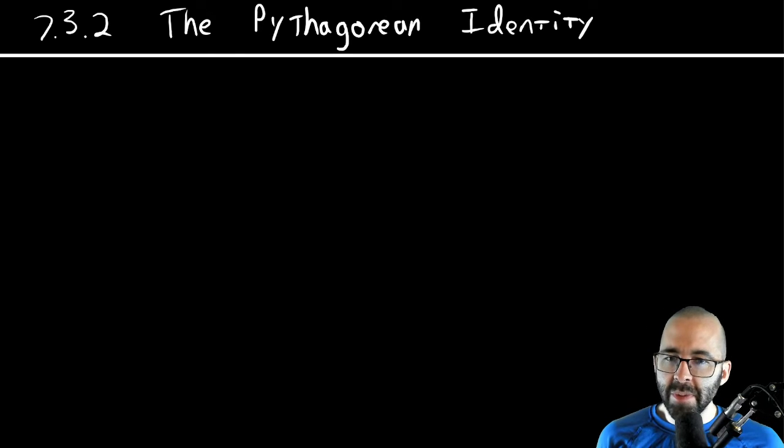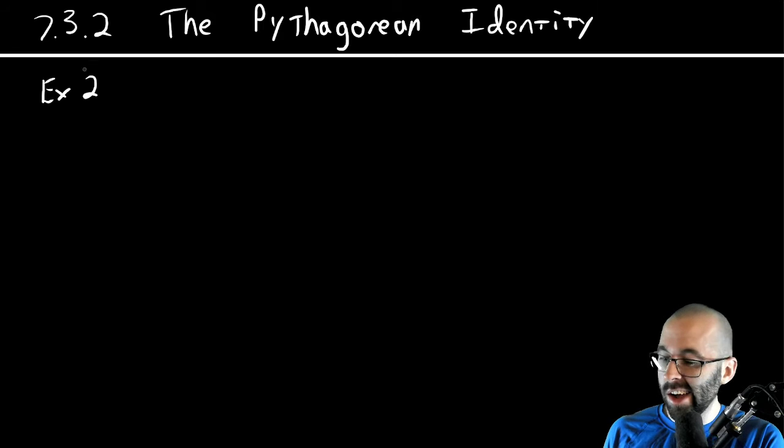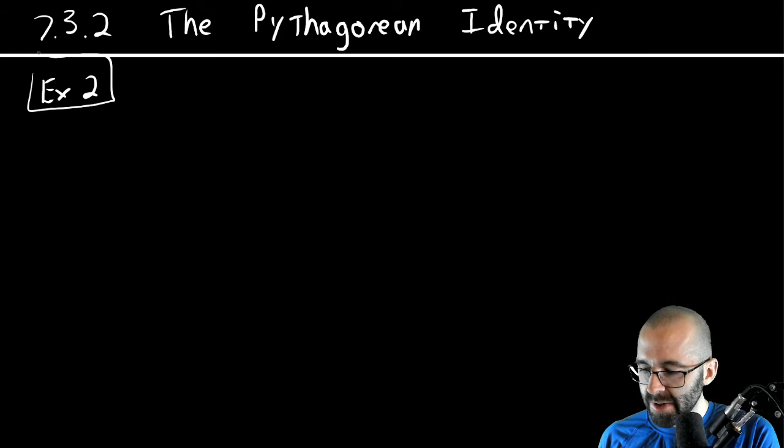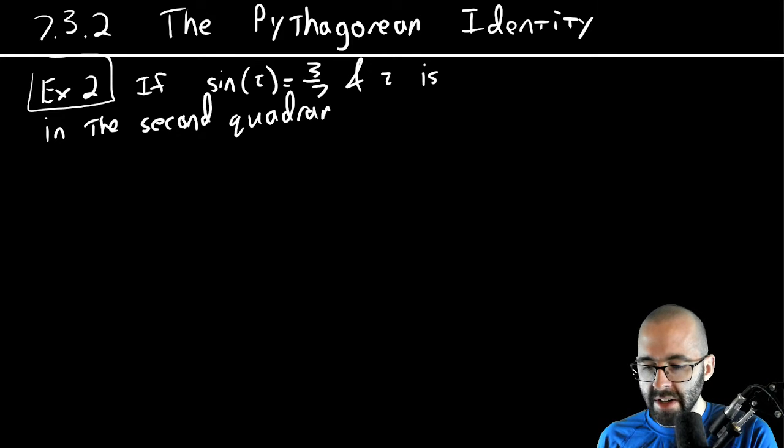So we're going to introduce something called the Pythagorean identity, but first, let's just do a totally unrelated and isolated problem. Okay, example 2. If the sine of some angle is 3/7 and t is in the second quadrant, find cosine of t.